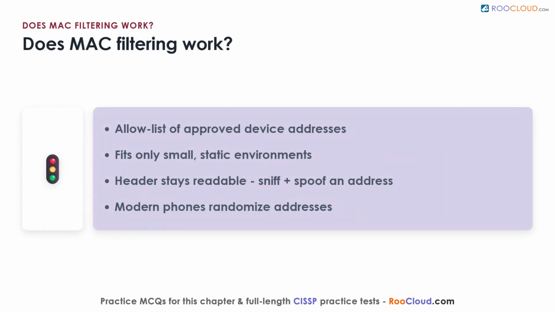Can filtering by hardware address keep intruders out? Not reliably. A hardware address filter is a list of approved device identifiers, and the access point blocks anything not on it. It sounds tidy, but it only fits small, static environments, and even there it leaks.